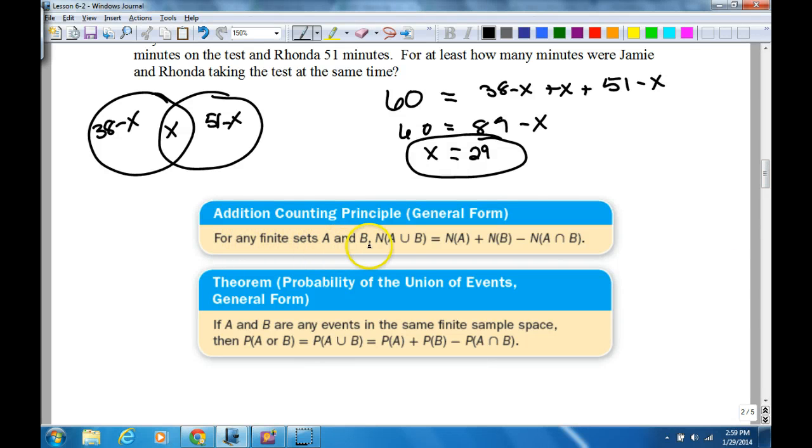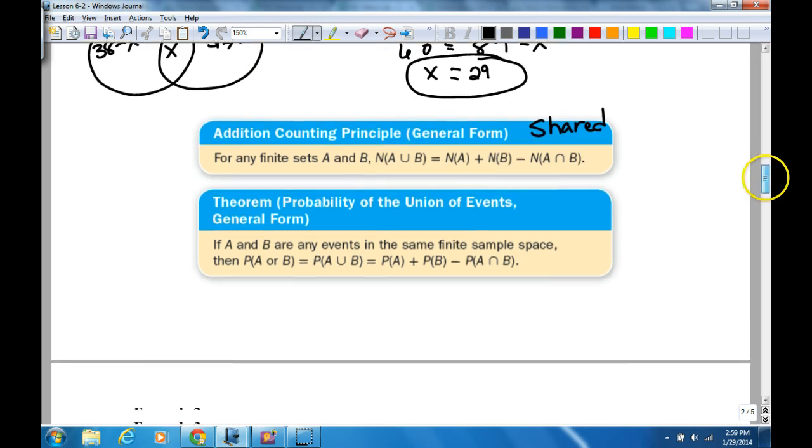For finite sets A and B, A union B, this is for the case where you have something that's shared. When you have a shared section. Finite means it's a limited set. It has specific numbers in it. It doesn't go on forever. So when you have something that's shared and you're looking for the number of numbers in it, you're going to add A and B together, but subtract the ones that are repeated. So you're going to subtract that middle section. Same with probability. You would add the probabilities of the two, but subtract the shared ones. Okay? So turn the page.